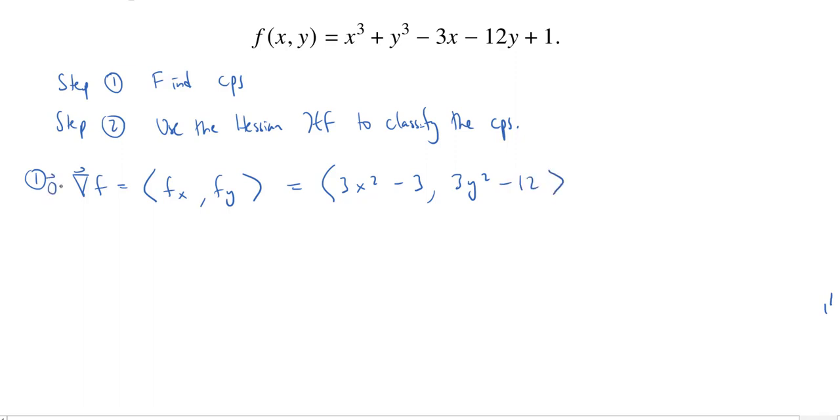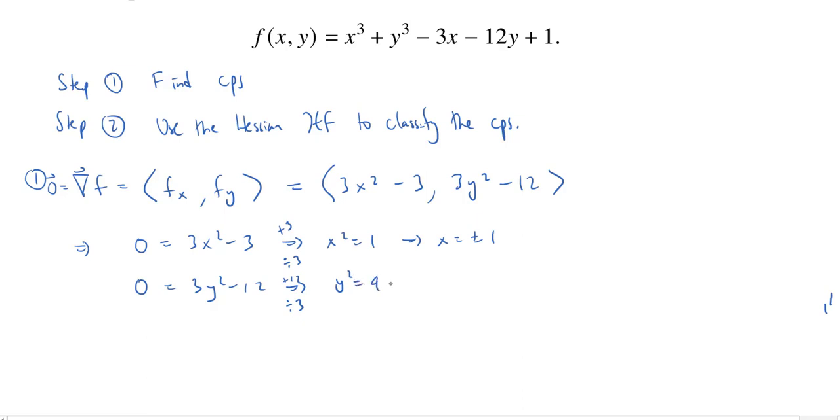We want to know where the gradient equals 0. That's where each component equals 0. So 0 is 3x squared minus 3, and 0 is 3y squared minus 12. For the top one, we add 3 and divide by 3, and we get x squared equals 1, so x is plus or minus 1. In the bottom, we add 12 and divide by 3, and we get y squared equals 4, so y is plus or minus 2.